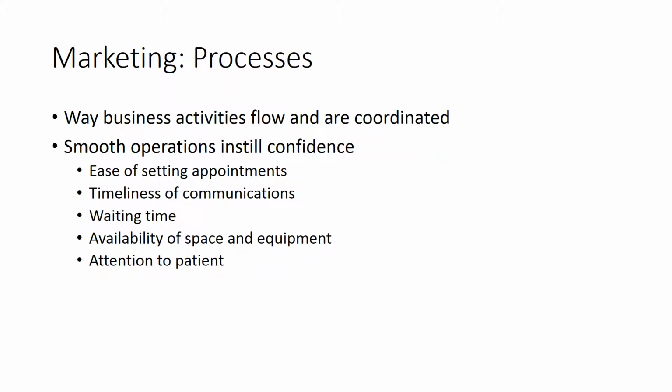Next P is processes. This is the way a business's activities flow and are coordinated. So as a consumer, if I come in and everything goes very smoothly, your processes are very smooth, it's evident that your operations are something you've really thought about, that's going to instill confidence in me as a consumer. So how easy was it for me to set my appointment and my need for future appointments? How timely have the communications been between me and the clinic and my clinician? How much time did I have to wait?